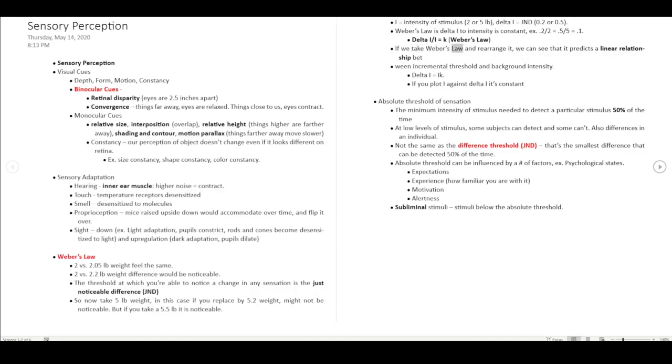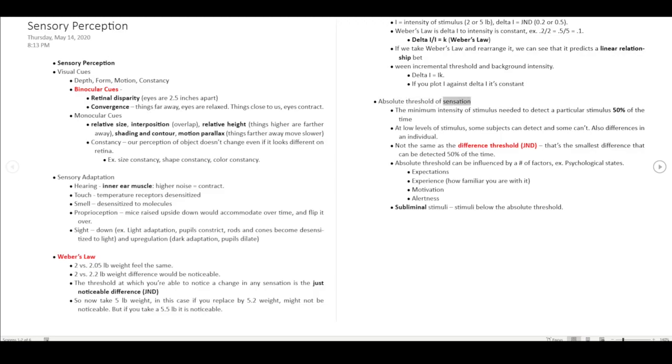If we take Weber's law and rearrange it, we can see that it predicts a linear relationship between incremental threshold and background intensity. Delta I equals I times k. If you plot I against delta I, it's constant.